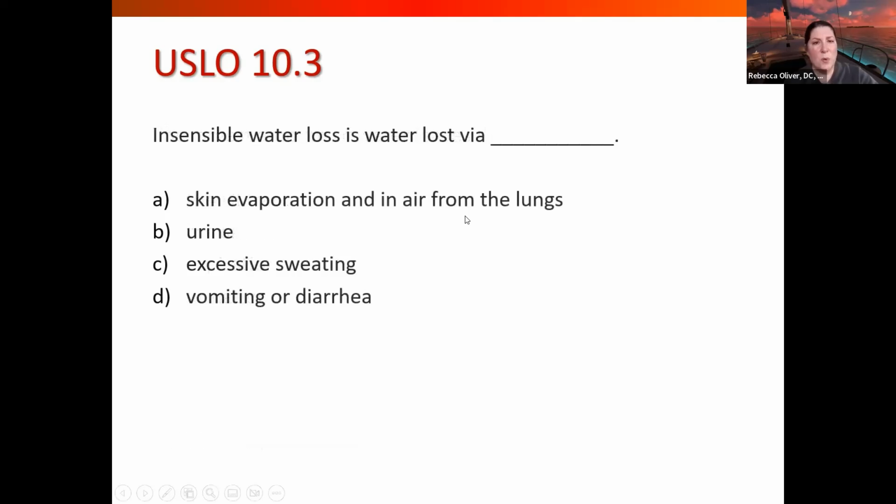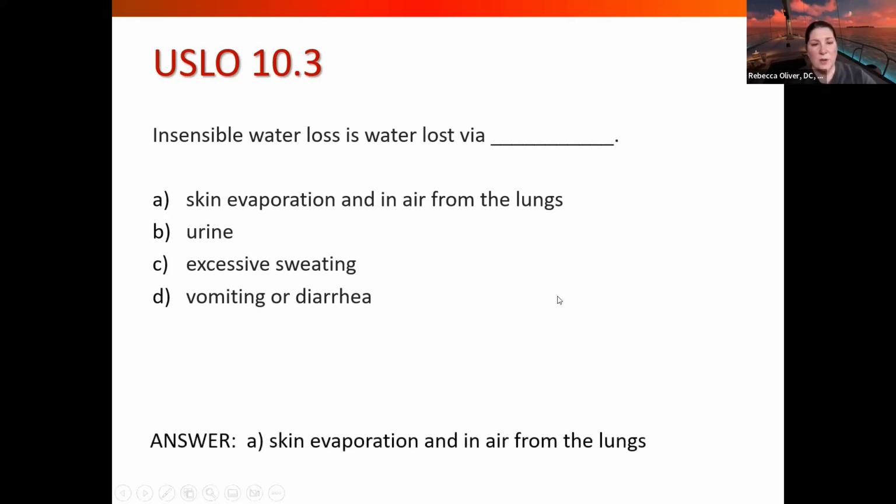All right, insensible water loss. Is water lost via skin evaporation and through breathing out? Is it urine? Is it excessive sweating? Is it vomiting and diarrhea? Well, I talked about insensible water loss when I said they put a mirror underneath the nose to see if you're still breathing. And so insensible water loss is going to be lost through evaporation from the skin as well as through the moisture in the air as you breathe out.